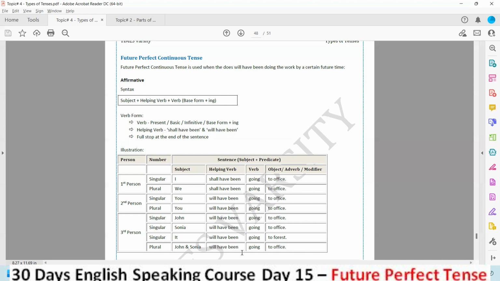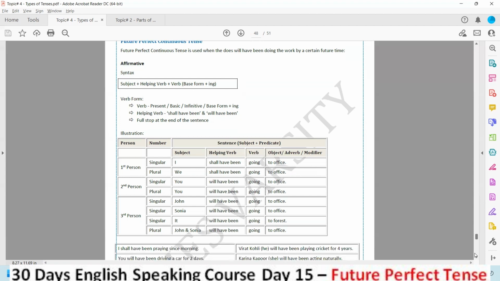Okay, so if we compare, right, it's like I shall have been going to office. मैं ऑफिस जा रहा हूँगा. You know, very rarely it is used. Okay, but here try to understand the subject, then helping verb, then verb, right? Like I shall have been going to office. We shall have been going to office.